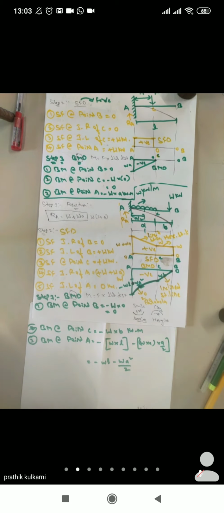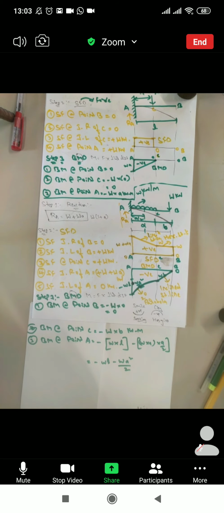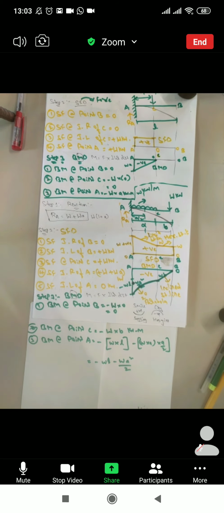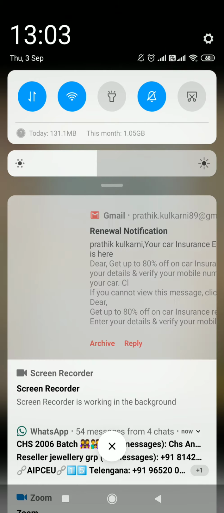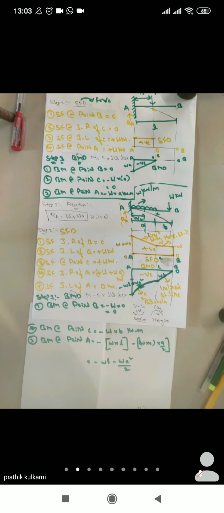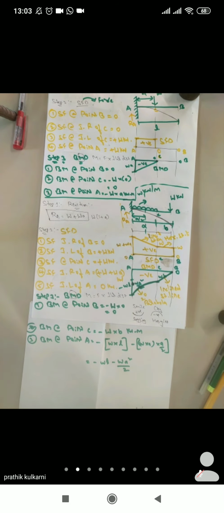Does anyone have any doubt in this? Do any one of you have a doubt? Any doubt in this? Boys, do you have any doubt in this one?